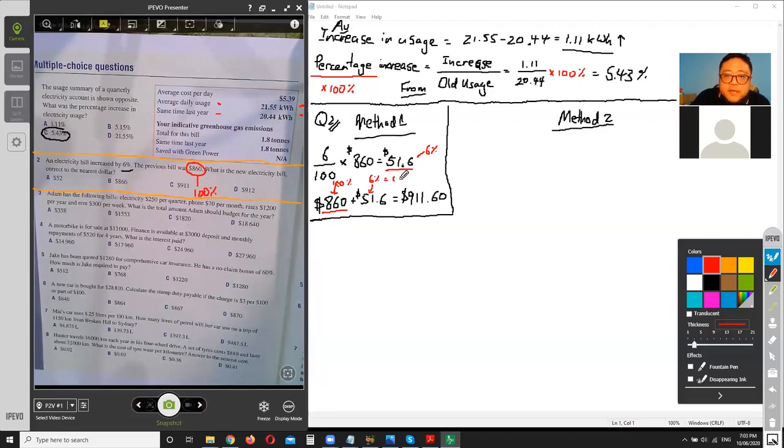106%. Or we can just start out by taking 100%, adding 6%, and that'll be 106%. Yep. And then find 106% of what? What is that 106% of what? Of which amount? 860. That's right.